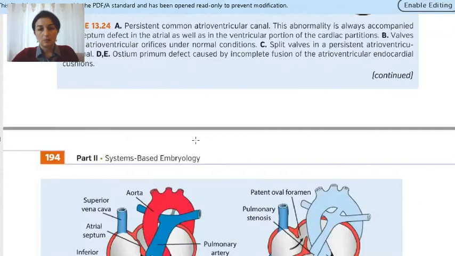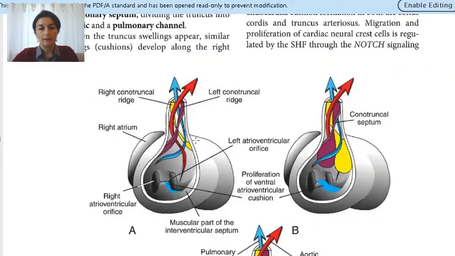Then let's come to how this truncus and ductus arteriosus subdivides. Pay attention to the right conotruncal ridge and left conotruncal ridge. It is located in the uppermost region, more inferiorly. This ridge creates cells that move downward and to the right, and this ridge creates cells that move downward and to the left. So they will subdivide all of this tube into two.